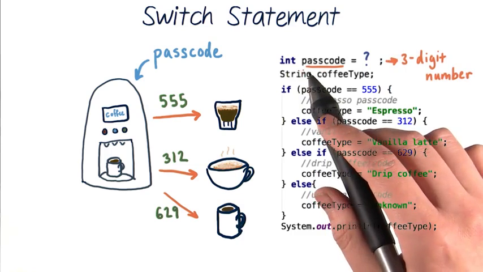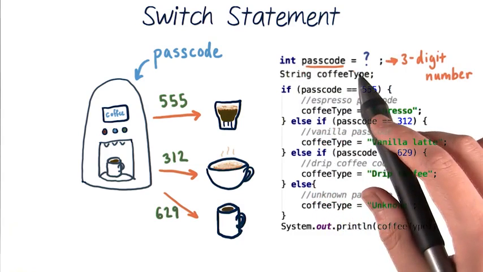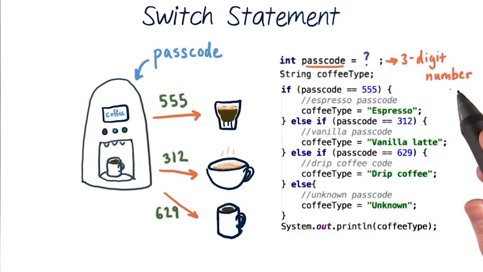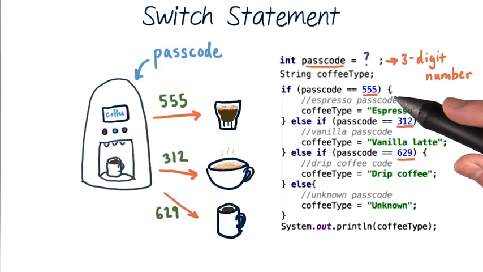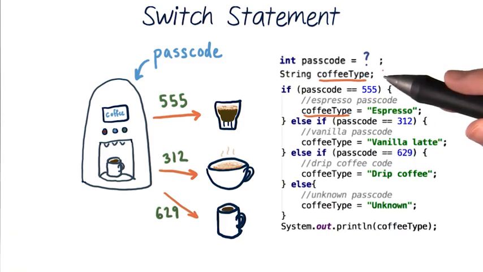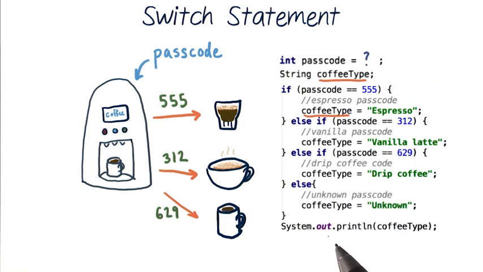Let's say we have access to our int passcode variable, but we aren't sure what value it will be. We just know that it will be some 3-digit number. We can then write an if statement and else ifs with test conditions that check if our passcode is equal to a certain value, like 555 or 312. And then inside each statement, we'll assign what type of coffee to make based on the value of passcode. And the type of coffee is kept track of in a string variable coffeeType. Then at the very end of our code, we'll print out the value of coffeeType.